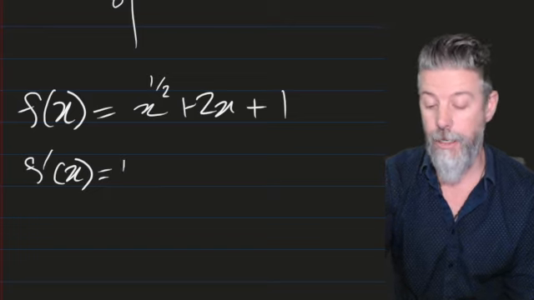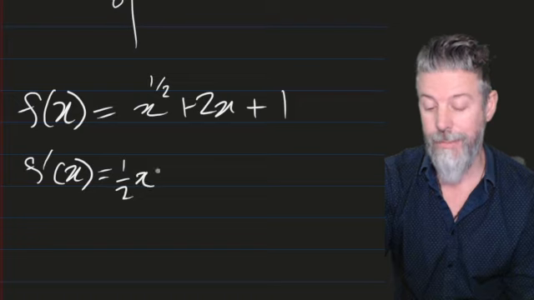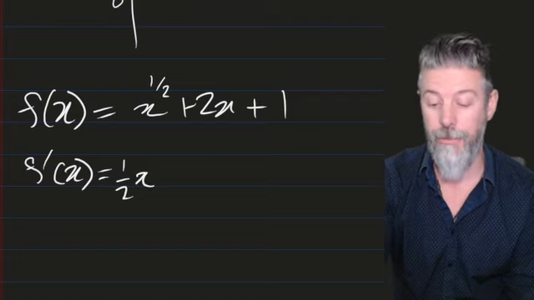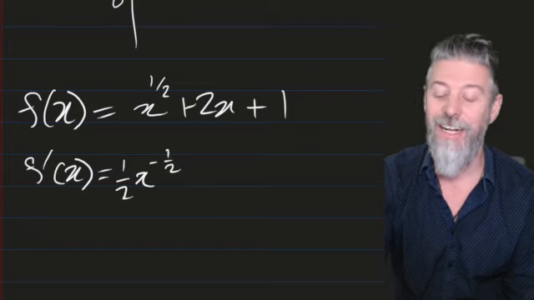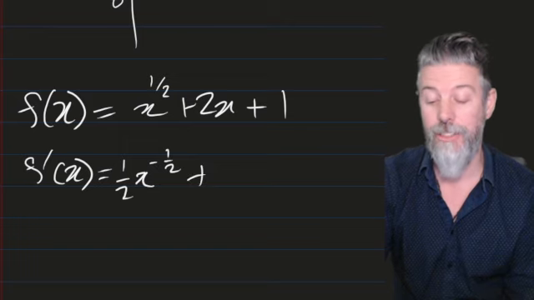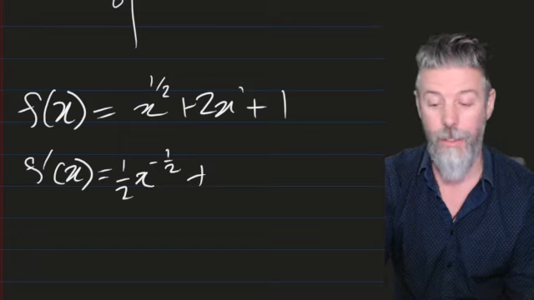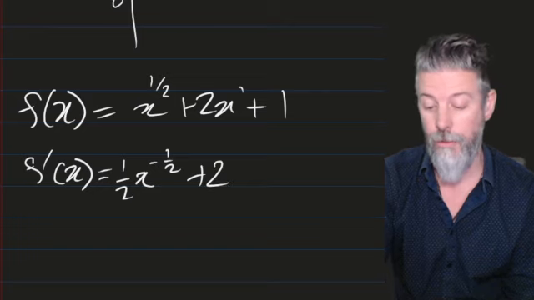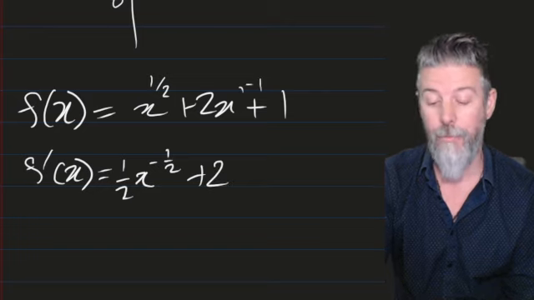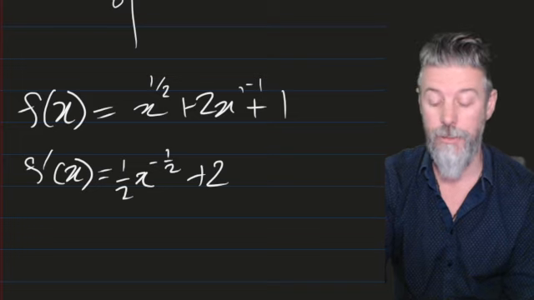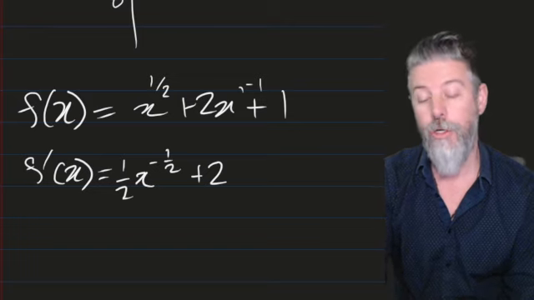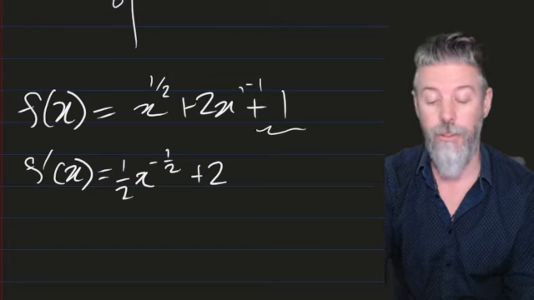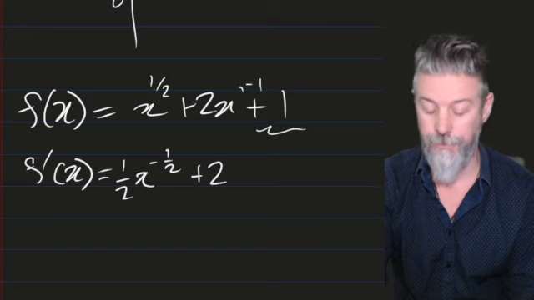So we then get a half x, and when we minus 1 from a half, we're going to get negative a half, so the indice gets a little more complex, plus, now this one, the power of x is 1, 1 times 2 is 2, we drop that power by 1 and we get 0, x to the 0 is 1, so it's just the 2 in front of the x. And then the constant term at the end, when we differentiate a constant, we get 0.